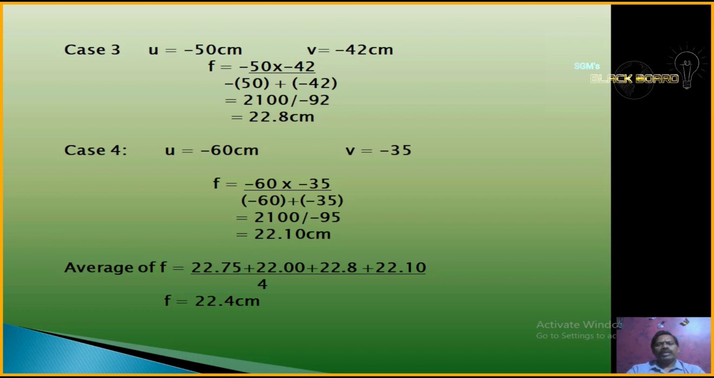Case 4: we kept the object at 60 centimeters and got v as 35 centimeters, taking the minus sign here. f = (-60 × -35)/(-60 + -35), that is 2100 divided by -95, which is -22.10 centimeters. In the 4 cases, we observed a small change. That's why we need to take the average of the focal length. f = (22.75 + 22.00 + 22.8 + 22.10) divided by 4, that is f = 22.4 centimeters.